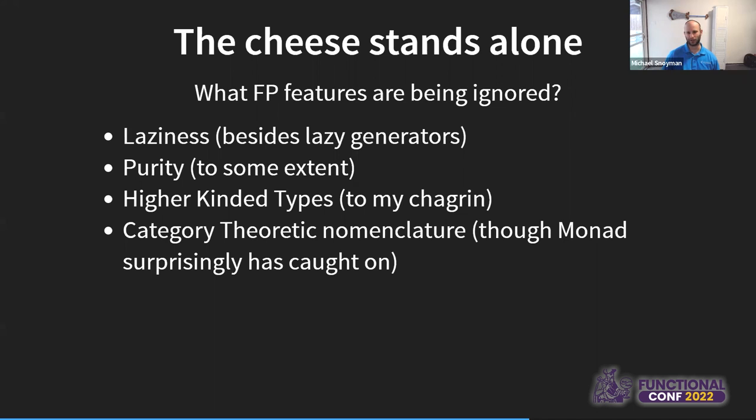Category theoretic nomenclature, with some exceptions like monad, which has actually caught on. You don't see people embracing things like semigroups and all the other things that come from category theory. Those things are now becoming the reputation of languages like Haskell. And so we end up in a situation where the most powerful features, at least in my opinion, of FP have already been adopted and embraced by other languages. Maybe these are good, maybe these are bad, depends on your standpoint. But these features are now becoming the reputation of FP, and FP is beginning to lose some of its allure because it doesn't carry the same power that it used to.